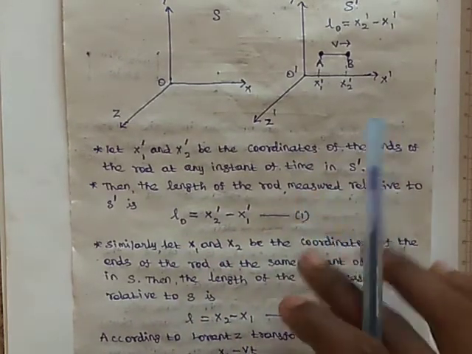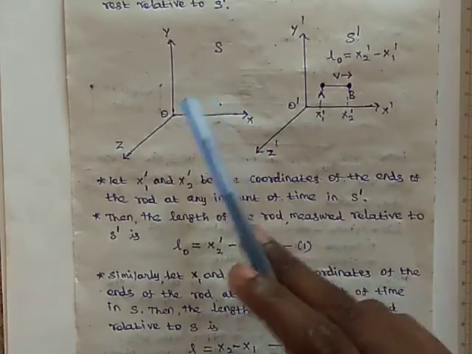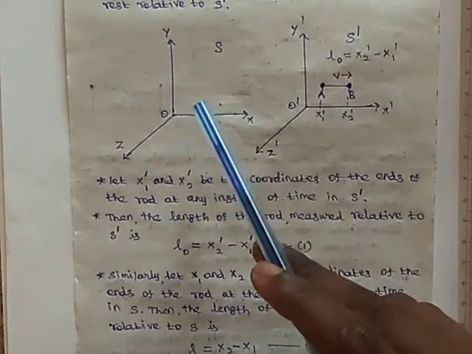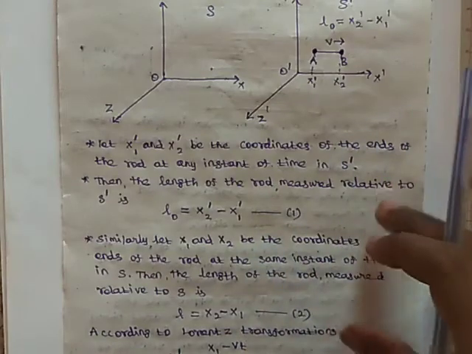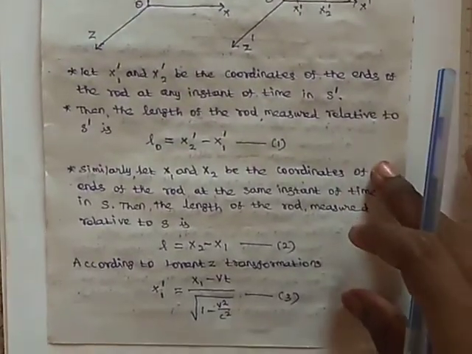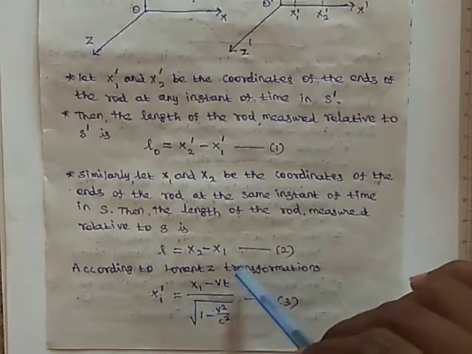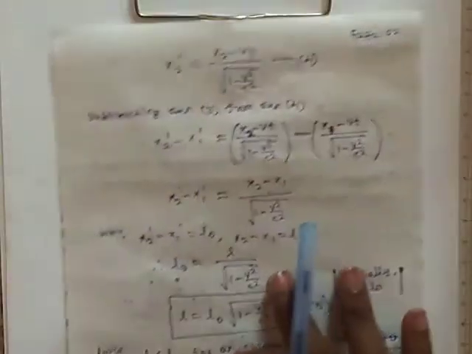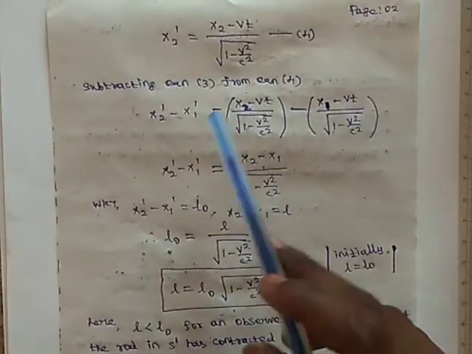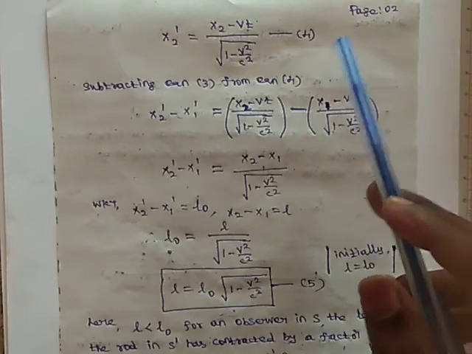That is equation 1. Similarly, imagine a single rod in the frame S. So the length will be L is equal to x2 minus x1. This is termed as equation 2. According to Lorentz transformations, x1 prime is equal to x1 minus vt divided by root of 1 minus v square by c square, and x2 prime is equal to x2 minus vt divided by root of 1 minus v square by c square. These two equations are named 3 and 4.